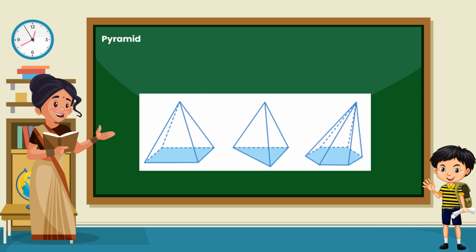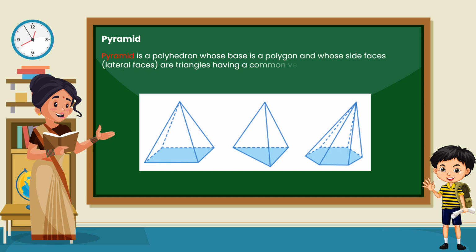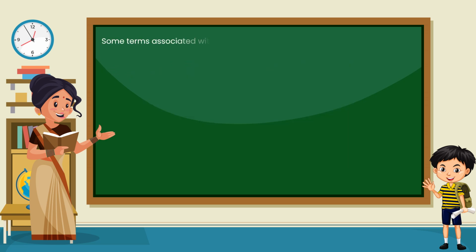Pyramid. Pyramid is a polyhedron whose base is a polygon and whose side faces, lateral faces, are triangles having a common vertex. Let's define some terms associated with a pyramid. Some terms associated with a pyramid.